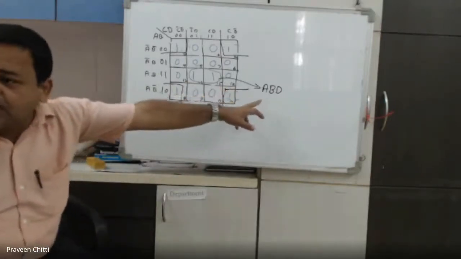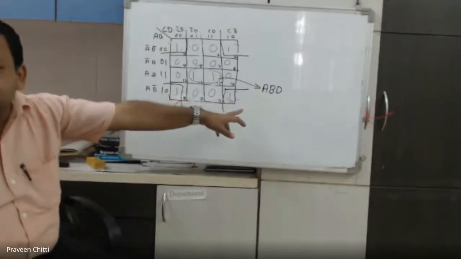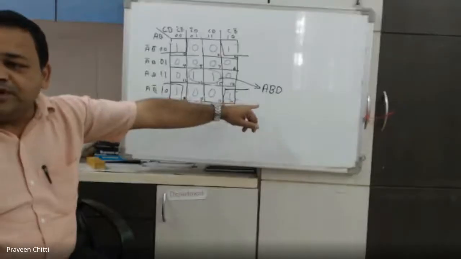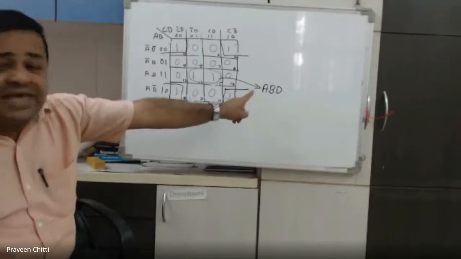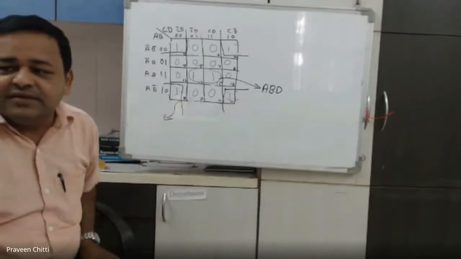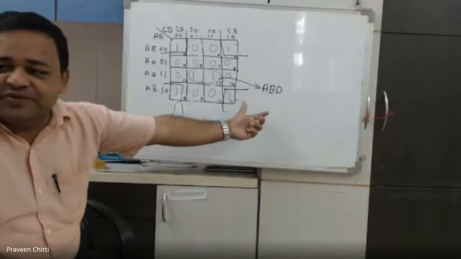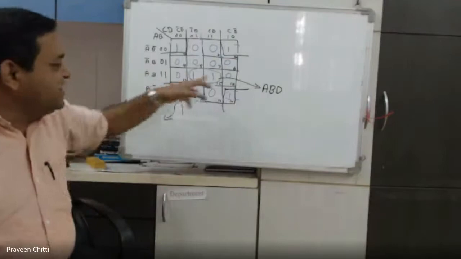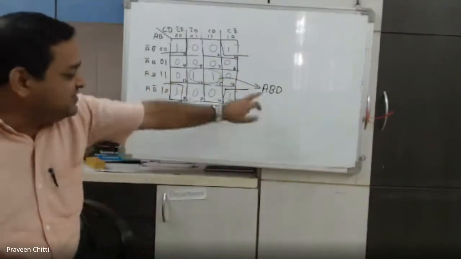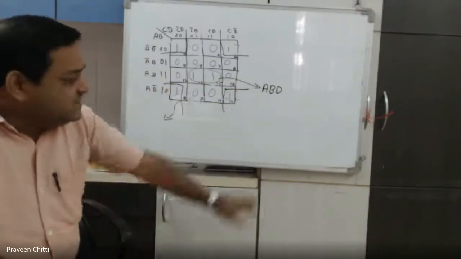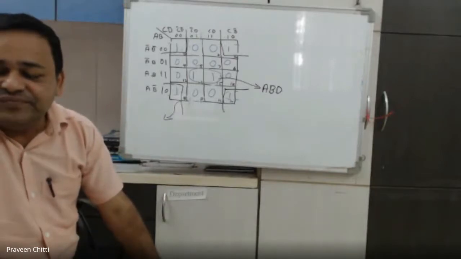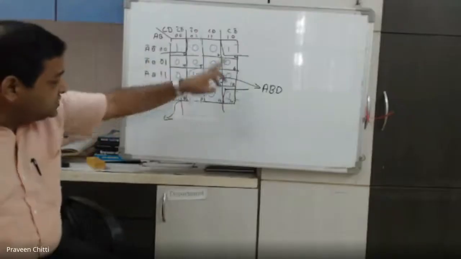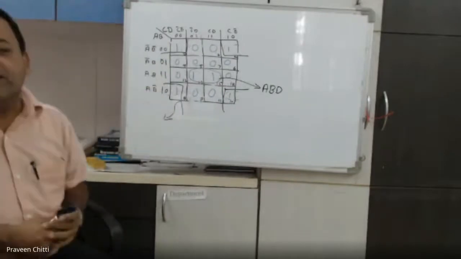All of you understood how we have got ABD? Yes, sir. Here A, B, D are the three variables which we have got. How we got this ABD? Is it clear? Yes, sir. Okay. Next, how we should get the product term for the chord?